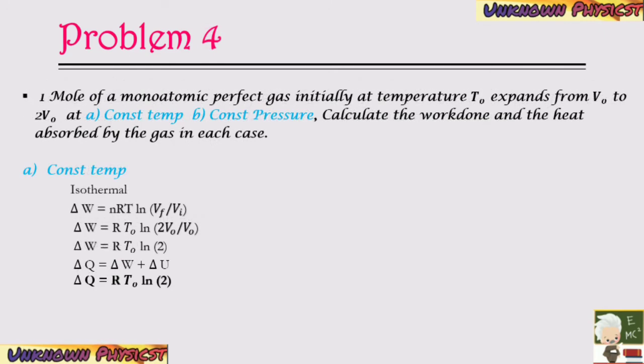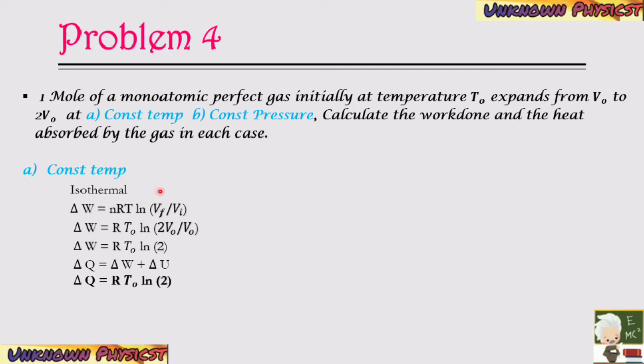The next problem: 1 mole of a monatomic perfect gas initially at temperature T0 expands from V0 to 2V0 at a constant temperature and constant pressure. So these are two cases. Calculate the work done and the heat absorbed by the gas in each case. So our first case we are taking here is constant temperature. If it is constant temperature, our thermodynamic process is isothermal.